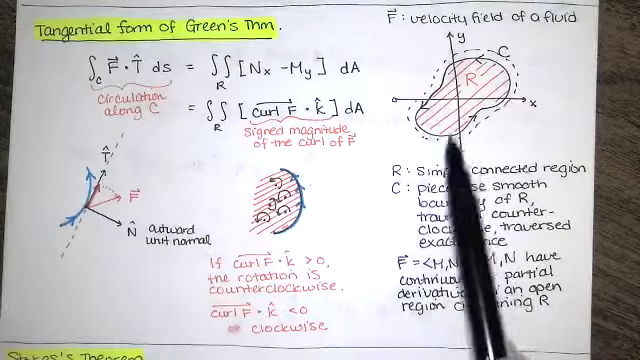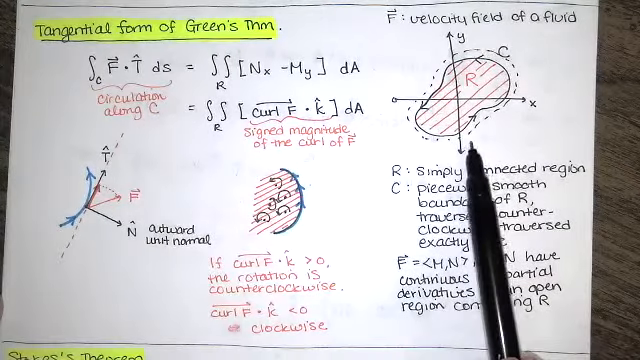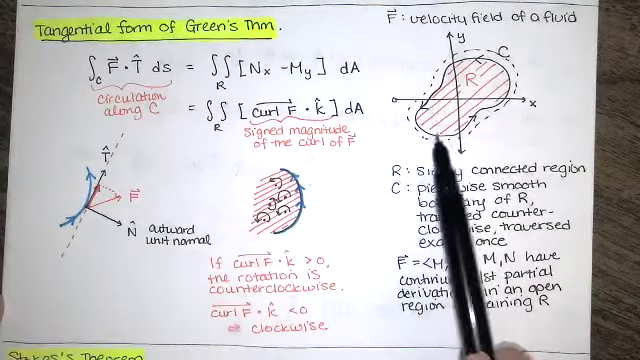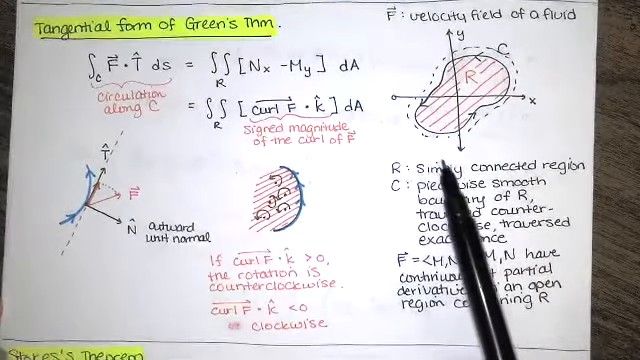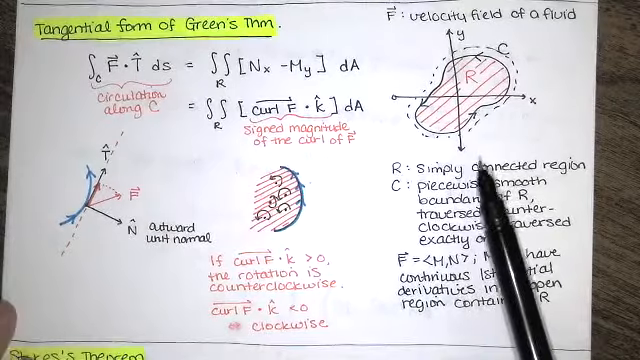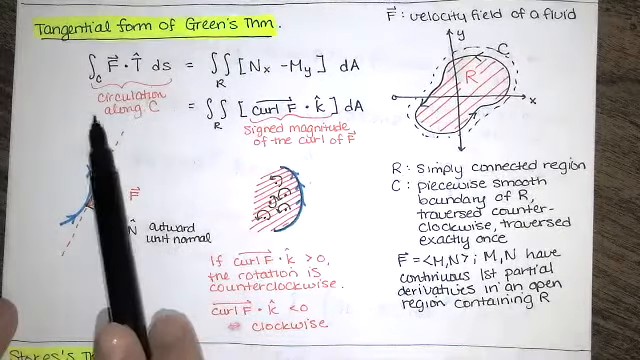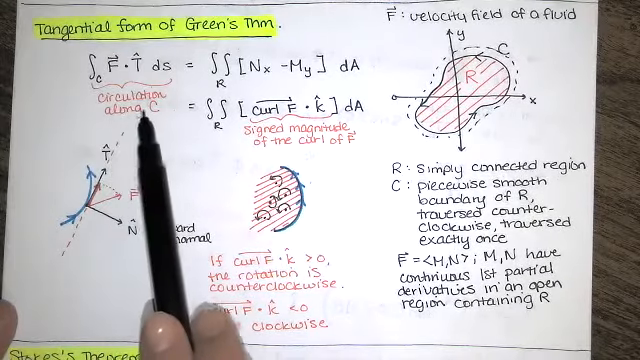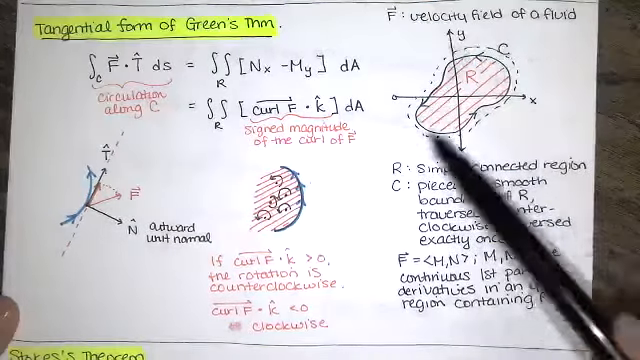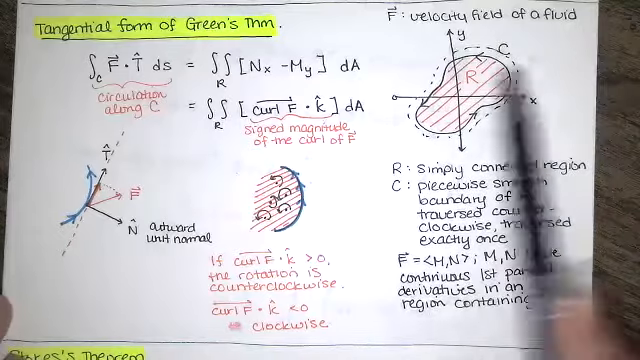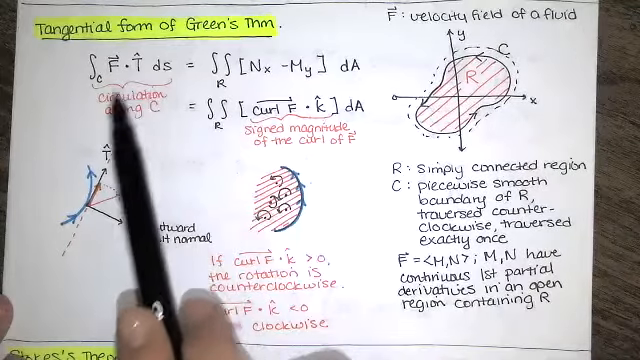So if it's positive, in general, it tends to go in the counterclockwise direction. If this line integral is negative, in general, it tends to go in the opposite direction. So that is giving us circulation along C. So that's the tendency of the fluid to flow around C in this clockwise direction. Okay, so that's the left-hand side.